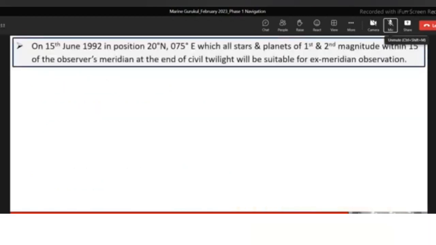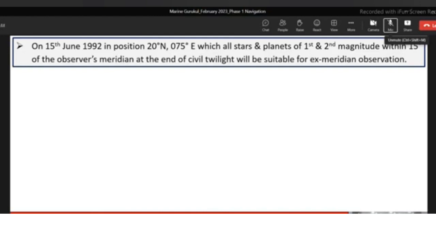Now we are in a position to close out this question. On 15th June 1992, in position 20 degrees north, 75 degrees east, which stars and planets of first and second magnitude within 15 degrees of the observer's meridian at the end of civil twilight will be suitable for ex-meridian observation? I'm sure we'll agree that the first part of making a comprehensive list of stars meeting the magnitude and hour angle requirement we have already done.